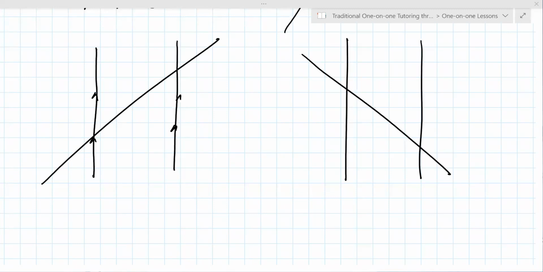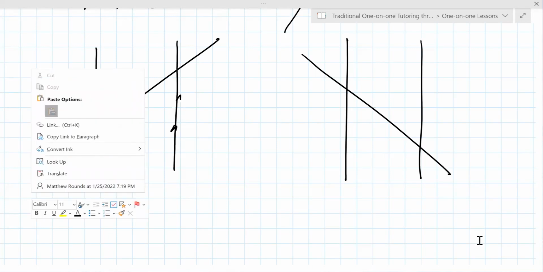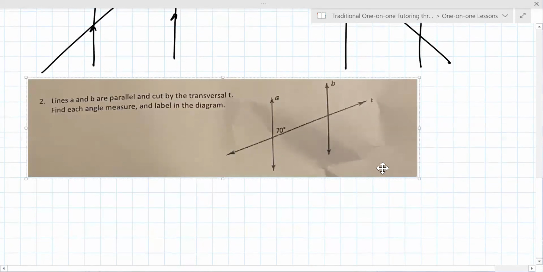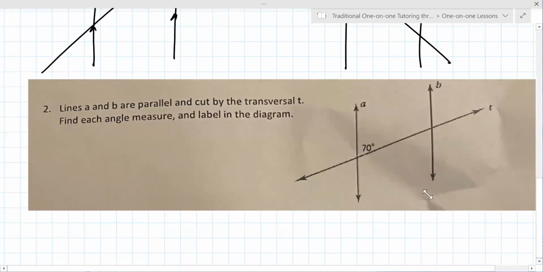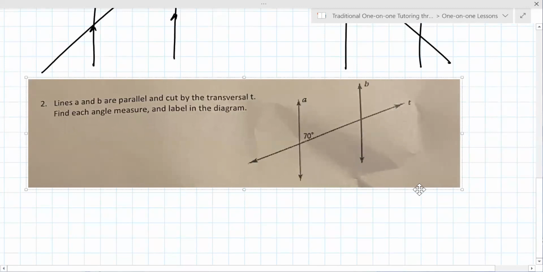Okay, so we're going to look at question 2, I guess. All right, lines A and B are parallel. Let me snip this in. Cut by a transversal T. Find each angle measure.